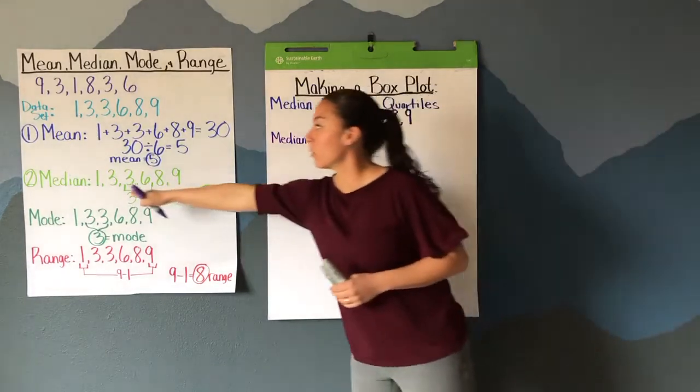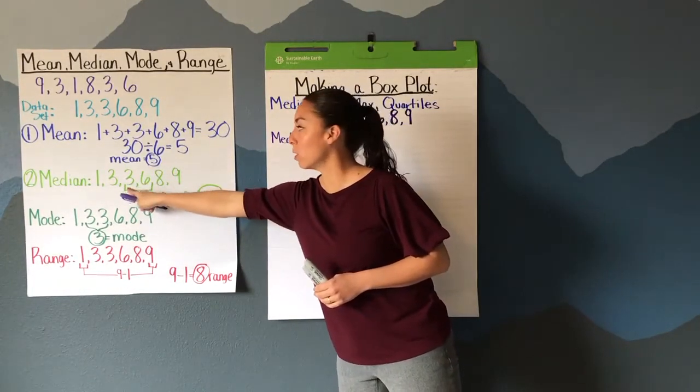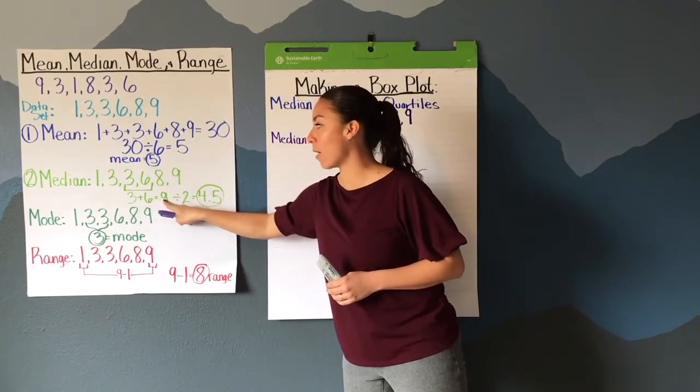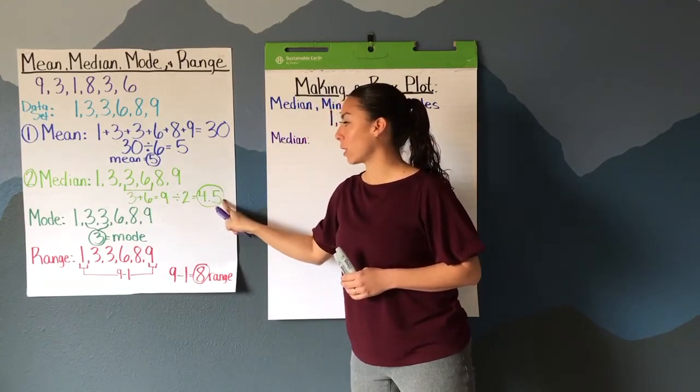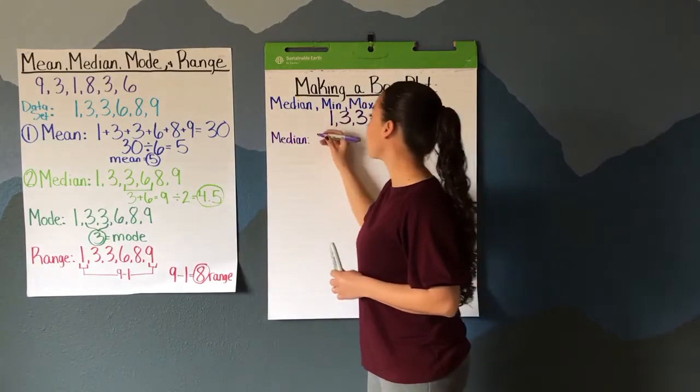Again, like I said in the previous video, we already found it. The median is the middle number, but because we had two numbers in the middle here, we found the average of them, and then that right there, 4.5, is our median for this data set. So I'm going to go ahead and write that down.